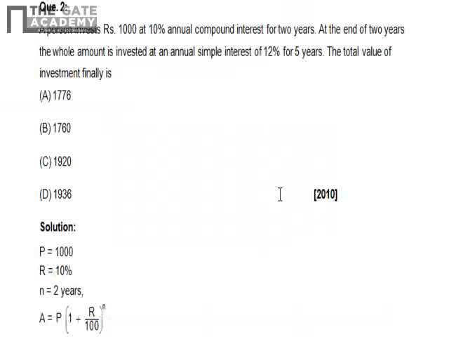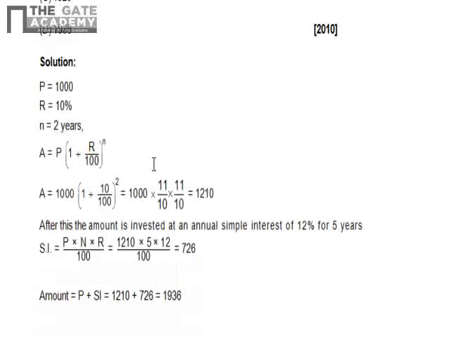Now this is the next problem, which was asked in year 2010. A person invests ₹1000 at 10% annual compound interest for 2 years. At the end of 2 years, the whole amount is invested at annual simple interest of 12% for 5 years. The total value of investment finally is. So first time you'll have to use the compound interest formula, and the next time you'll have to use a simple interest formula.